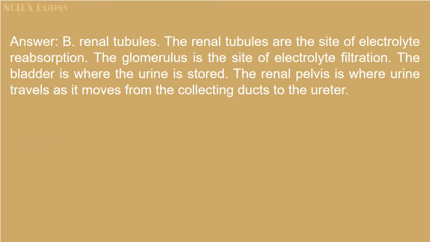Answer B. Renal tubules. The renal tubules are the site of electrolyte reabsorption. The glomerulus is the site of electrolyte filtration. The bladder is where the urine is stored. The renal pelvis is where urine travels as it moves from the collecting ducts to the ureter.